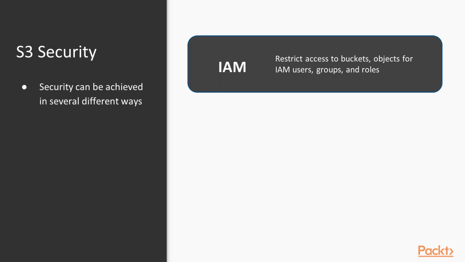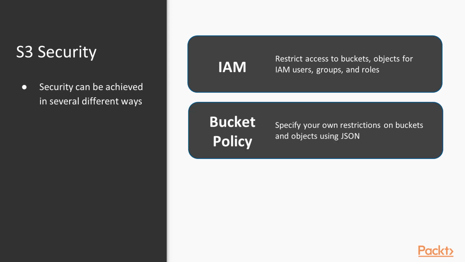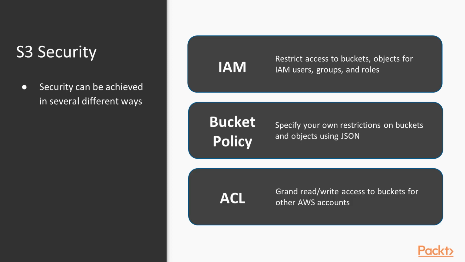And talking about S3 security, it can be achieved in several different ways. The first is IAM. You can restrict access to buckets and objects for IAM users, groups, and roles. And bucket policy is another way to achieve that, and you can specify your own restrictions on buckets and objects using JSON policies. And with access control lists, or ACLs, you can grant read-write access to buckets for other AWS accounts. So you can basically give access to another, completely different AWS account, to read or access your buckets privately.